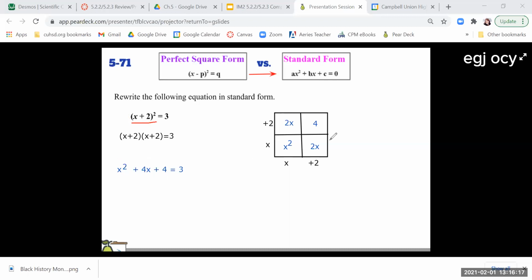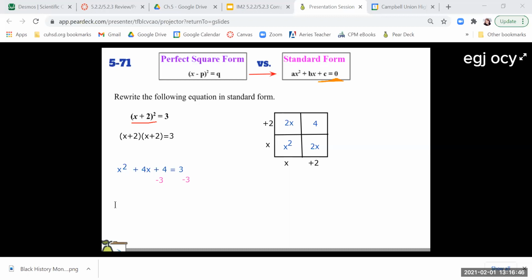Okay. Then finally, looking up at standard form at the top, do you see how standard form always has a 0? It's always got a 0 right there. So we need this to be a 0, not a 3. So what I'm going to do now is one last adjustment. I'm going to subtract 3 on both sides of my equation so that I get a 0 on the right-hand side.